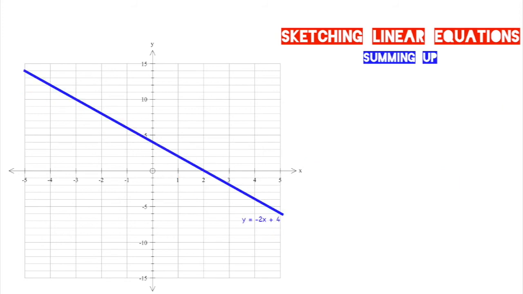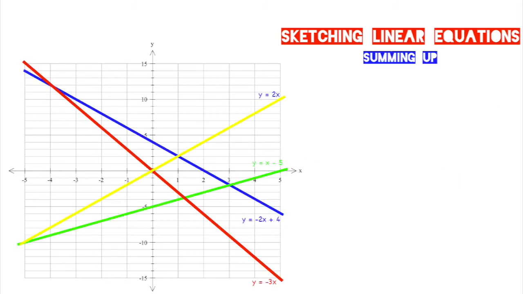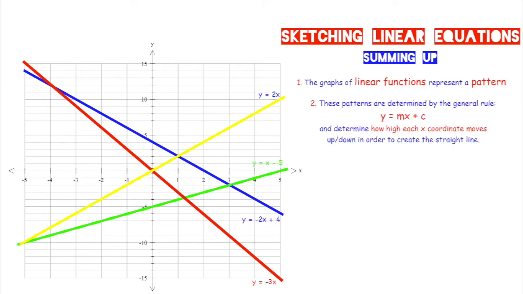Summing up now, looking back on each one of the equations that we've just covered, it can be seen that these linear functions, or equations, simply represent a pattern. Now these patterns are determined by the rule y is equal to mx plus c, and determine how high each x coordinate needs to move up or down in order to create the straight line. And for the general rule y is equal to mx plus c, m represents the gradient, or in other words how steep the line is, and c represents the y-intercept, that is, where the line crosses the y-axis.